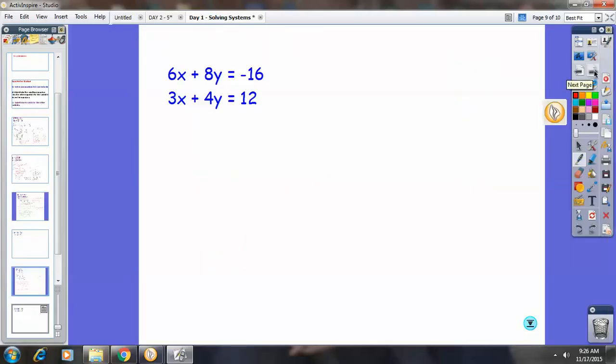So our last one, 6x plus 8y equals negative 16, and 3x plus 4y equals 12. Do you want to write this one down? It's our last one.